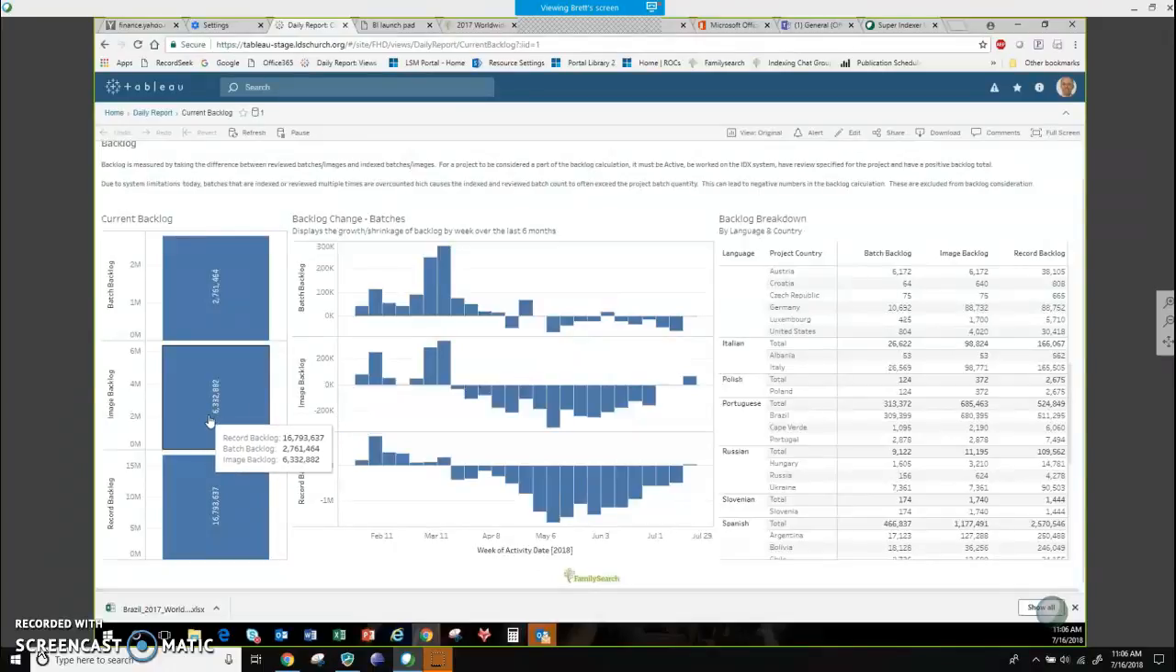Okay, so anyway, what it means is that we still have 6.3 million images that need to be reviewed.